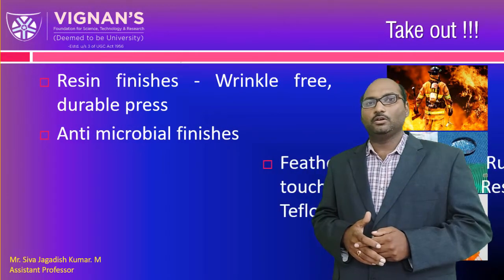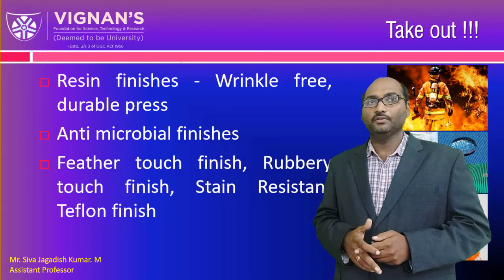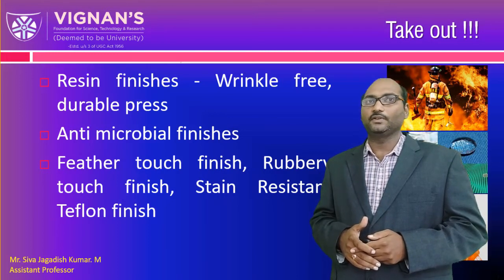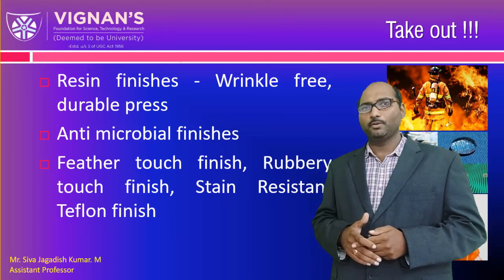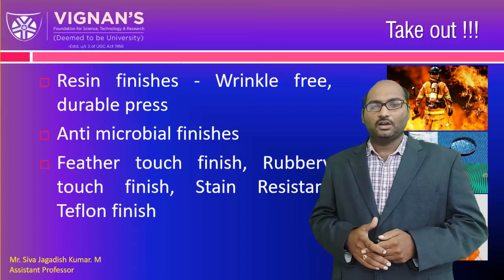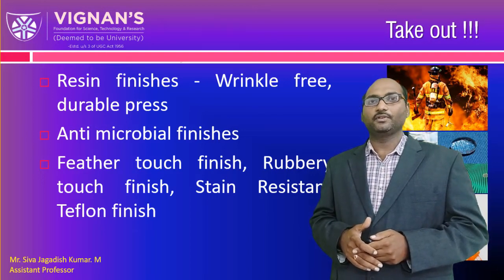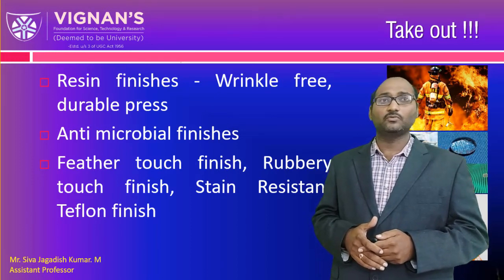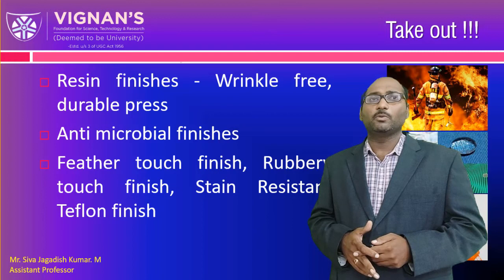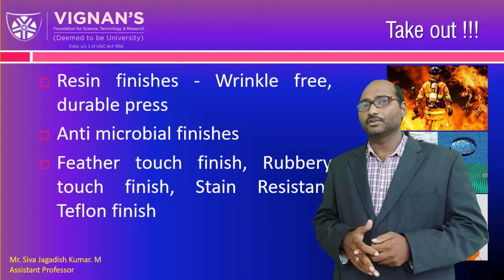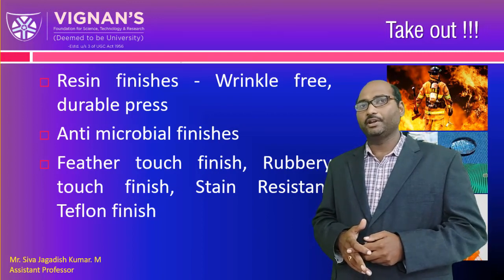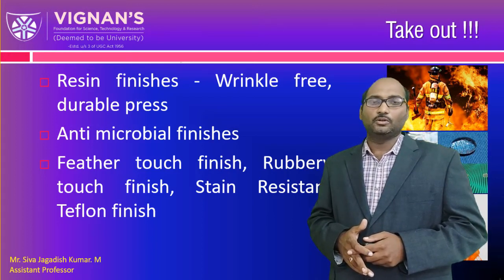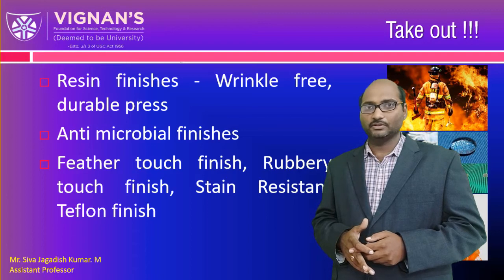So the takeaway of this video is that we have discussed various resin finishes, specifically the wrinkle-free or durable press, ETI, and all these wrinkle-resistant finishes, the methods of application, and their advantages and disadvantages. We understood the types of antimicrobial finishes and the feather touch, rubbery touch, or stain-resistant Teflon finishes. That is the end of this class.